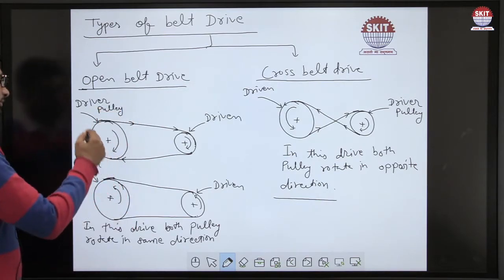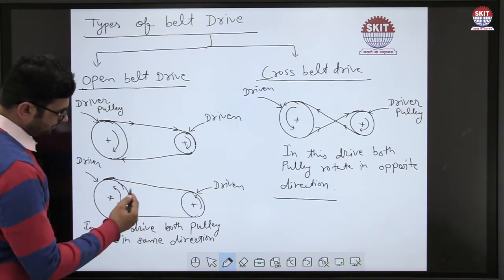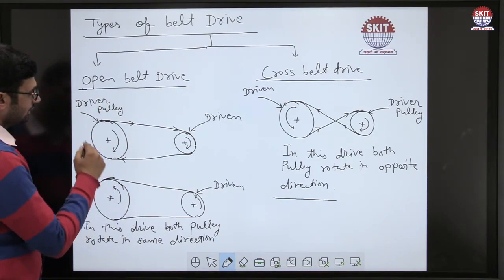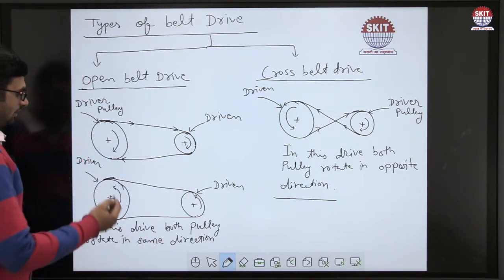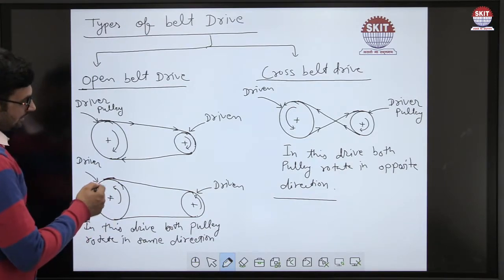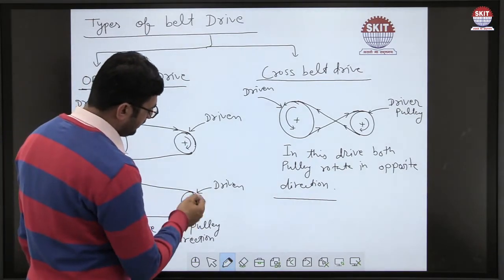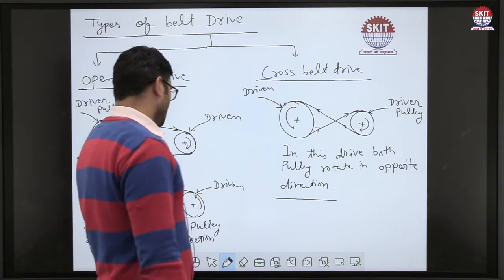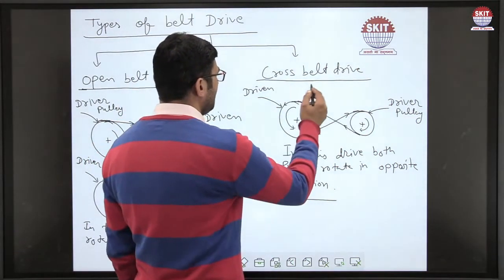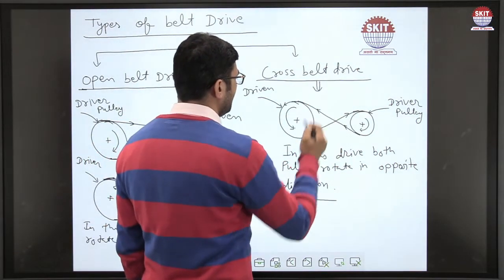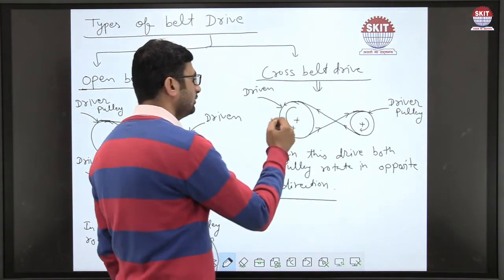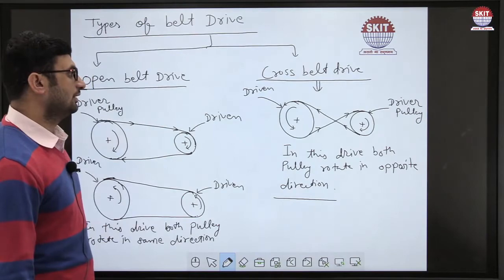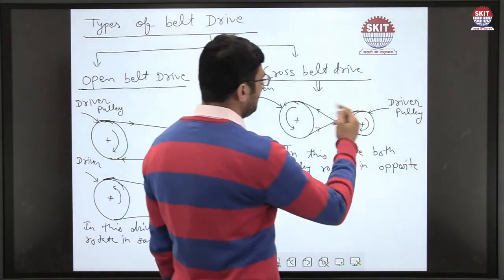In open belt drive, both pulleys rotate in the same direction. If the driver pulley rotates in the clockwise direction, then the driven pulley also rotates in the clockwise direction. If the driver pulley rotates in the anti-clockwise direction, then the driven pulley also rotates in the anti-clockwise direction. But in cross belt drive, if the driver pulley rotates in clockwise, then the driven pulley rotates in anti-clockwise. Both pulleys rotate in opposite direction.